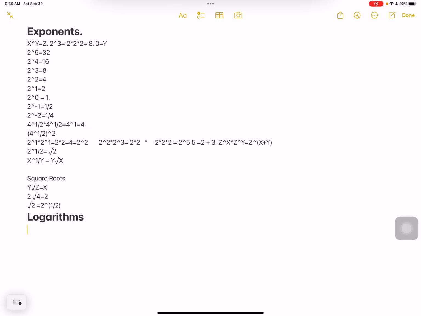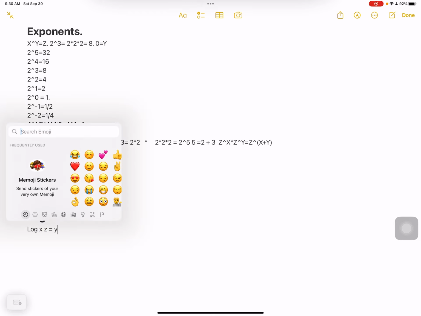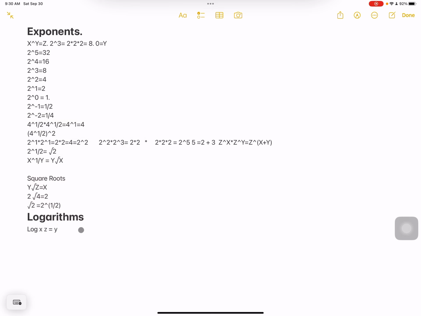So we've looked for x, z, and what's left? Y. So how do we write log? Well, we have our base underneath. We have our answer z on the right side. And then we have y. This is how it's written. Now, let's see. What do we do here? We can use this to find some things.